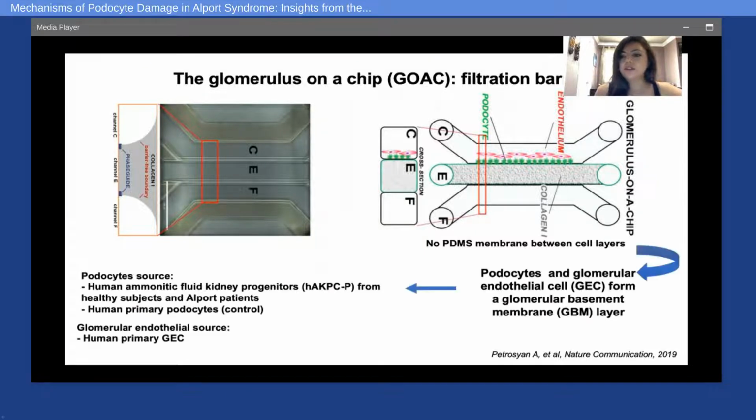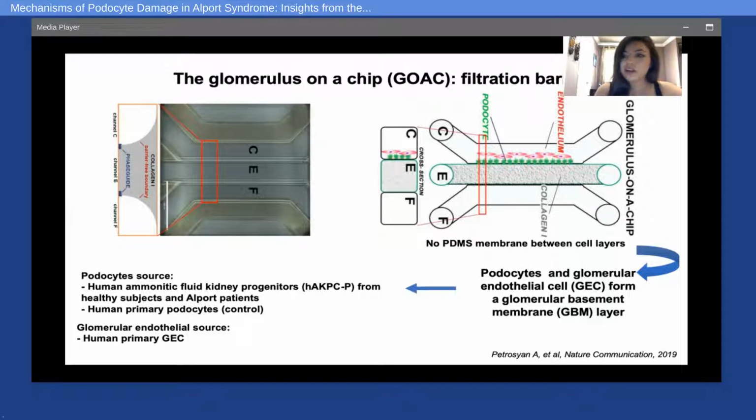And as you could see, there is no barrier between the podocytes and endothelial cells. So this allows them to interact with one another and create this complex glomerular basement membrane. There are multiple sources we take podocytes from. Podocytes, we isolate either directly from the kidney of human patients, or we also use our amniotic fluid system where we isolate amniotic fluid kidney progenitor cells, and then we differentiate these progenitor cells into podocytes. And we could take amniotic fluid from healthy patients and also Alport patients and isolate podocytes from this system.